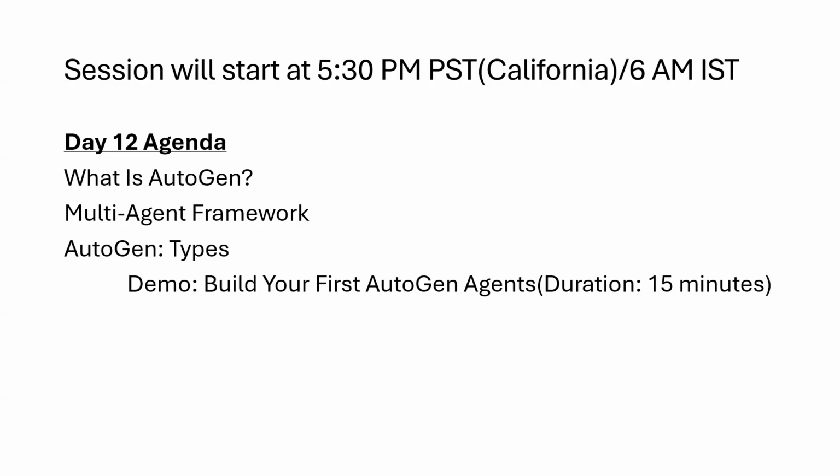Agents do not always follow predefined paths. When to loop, when to branch, when to stop, and collaboration between the agents, we will see in detail about AutoGen. Coming to today's agenda, we shall discuss what AutoGen is, the multi-agent framework in detail, and what are the different types of AutoGen we have, and a quick demo to demonstrate multi-agents. Let's start.